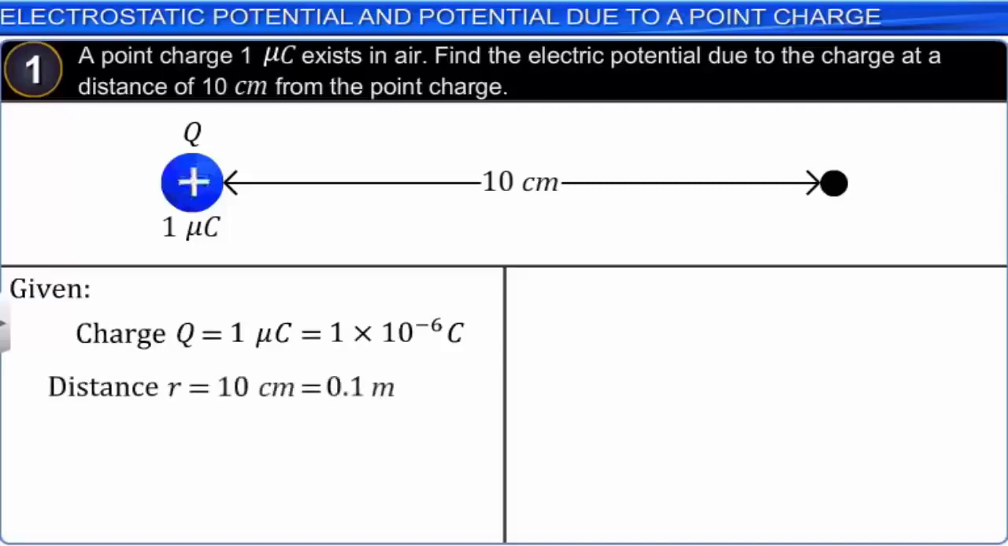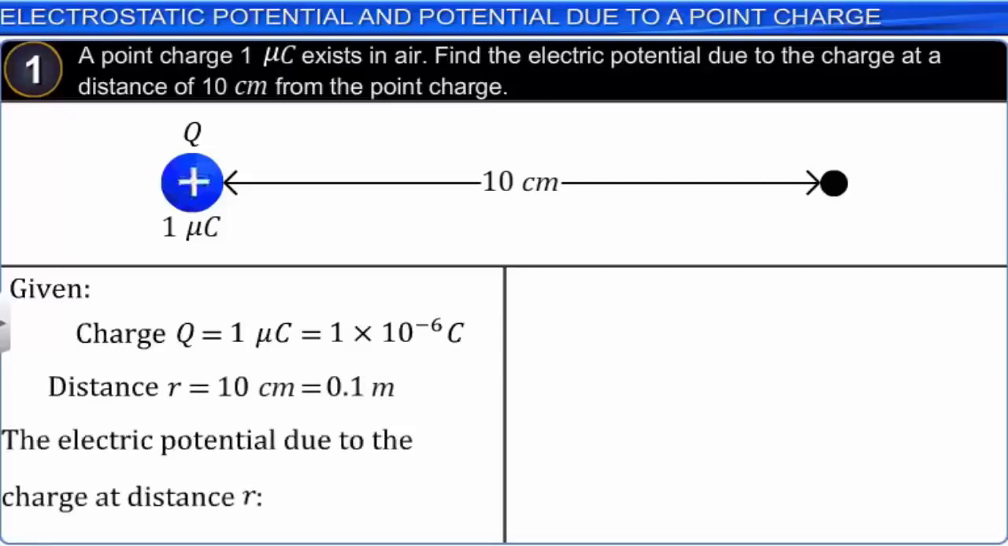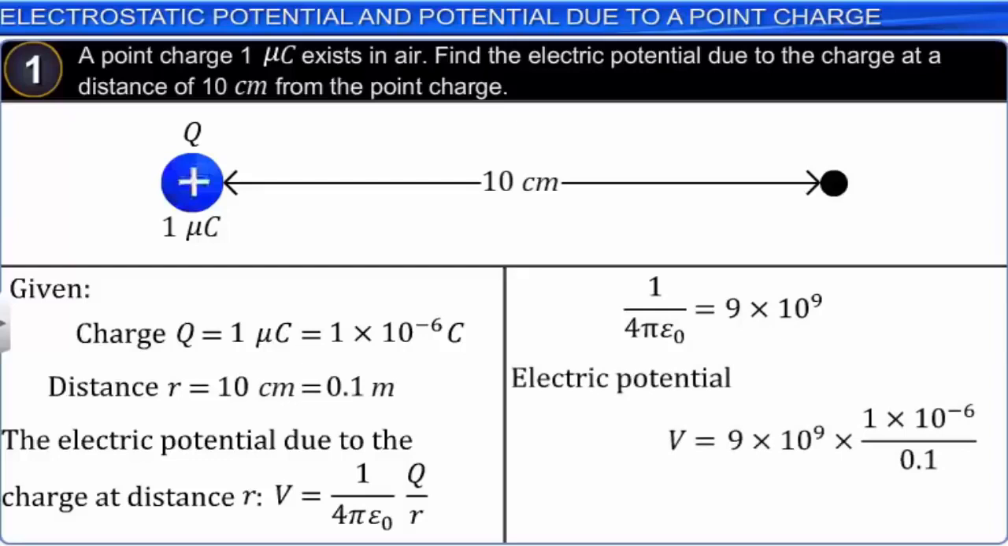The electric potential due to the point charge at distance r from it can be calculated using the formula V is equal to 1 by 4 pi epsilon naught into Q by r. The value of 1 by 4 pi epsilon naught is equal to 9 into 10 raised to the power 9. Substituting the values and calculating for V, we get electric potential V due to the charge at distance r equal to 9 into 10 raised to the power 4 volts.